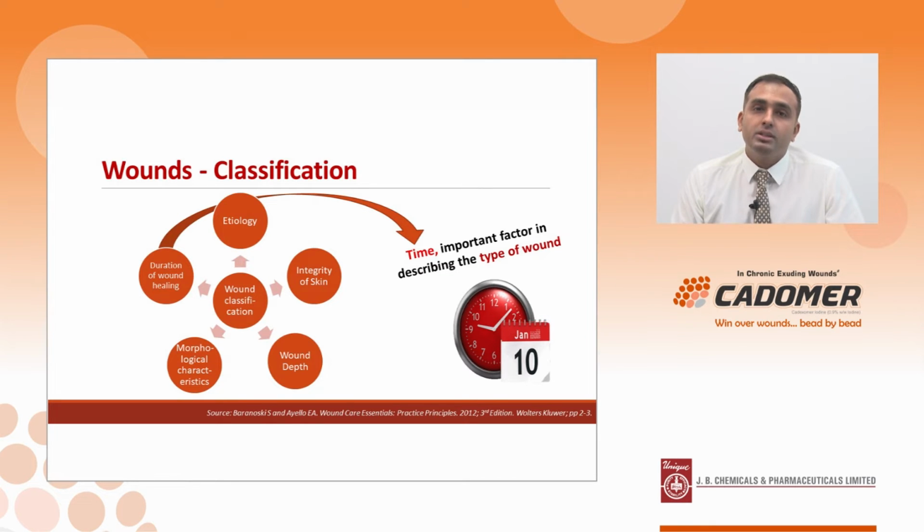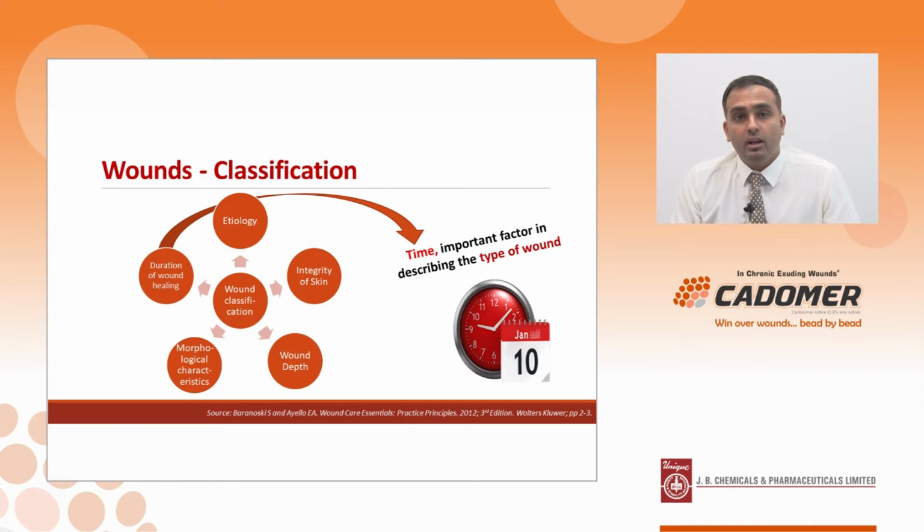Then doctors even have a tendency to classify the wounds based on morphological characteristics, whether that wound is showing any kind of discharge or not, whether there is pain or not, swelling or not, what the wound base color is. So they will classify the wound based on all the morphological features of the wound, and then decide what therapeutic strategy they need to employ so as to quicken or hasten the wound healing process. The last way in which you can classify the wound is based on duration of wound healing.